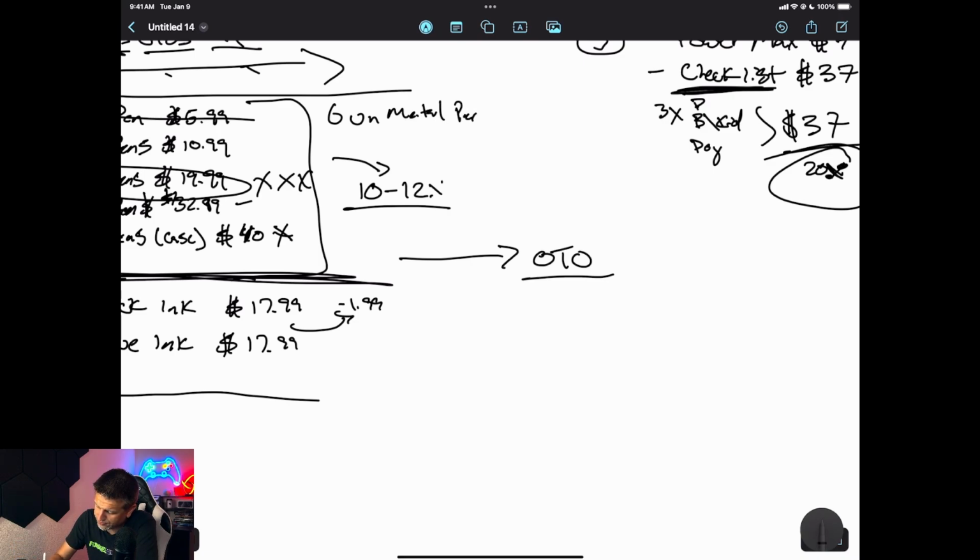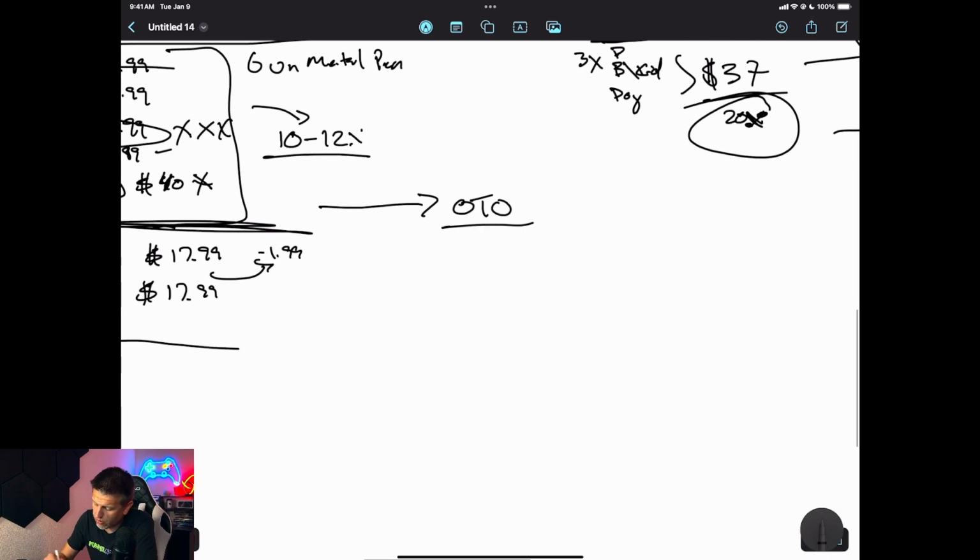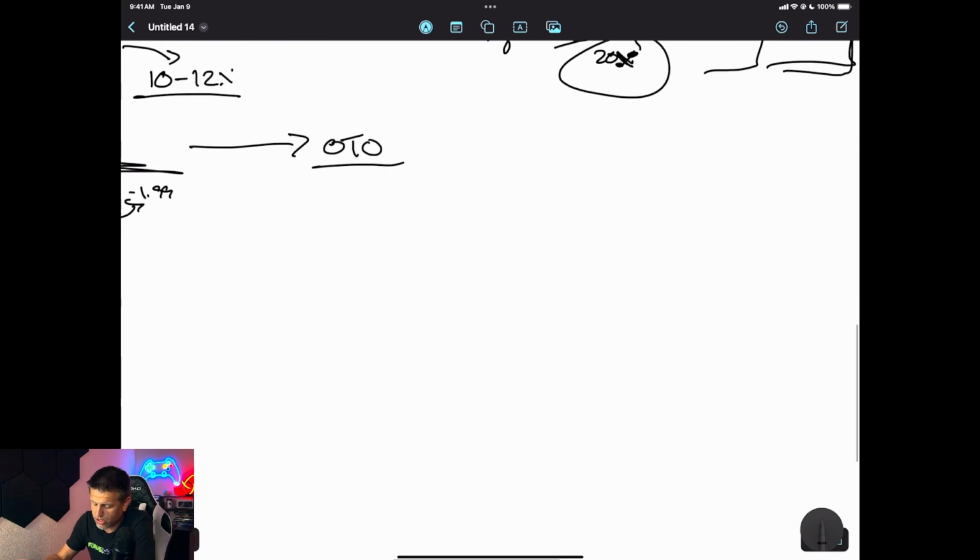Gunmetal pen. Right. So that was just a gray pen. It was a really sweet pen. But the OTO then. Well, what did I do on the OTO? Well, I had a special edition pen. And guess what? This was the blue metal pen. It was a blue metal pen.